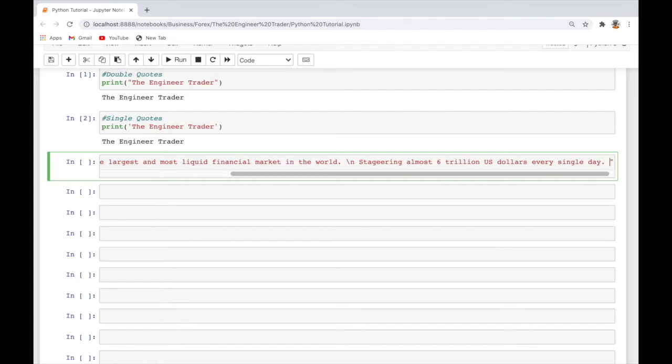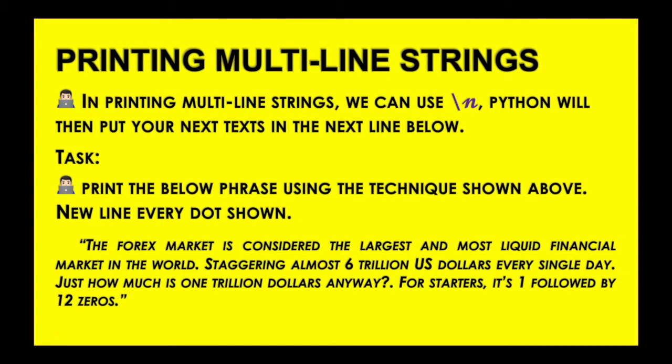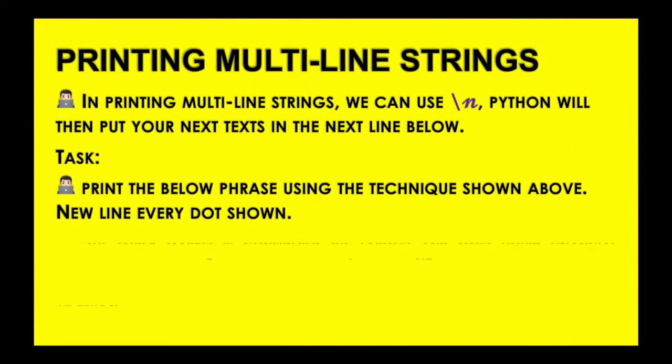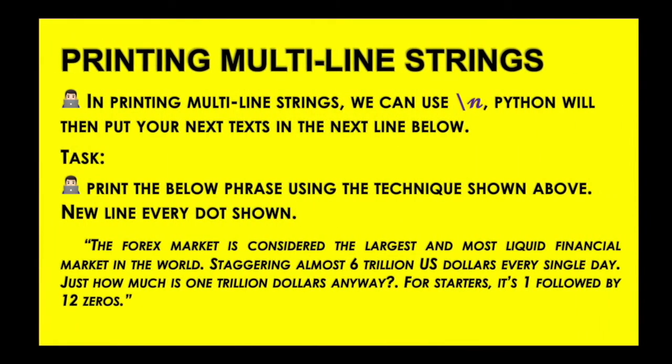Dot, then we should now use again backslash then letter N for Python to put the next string on the next line or the next row of the result: every single day. Just how much is $1 trillion anyway? So the 1 is in words, 1 trillion. Anyway, then dot again. So backslash again, then letter N for the last sentence.